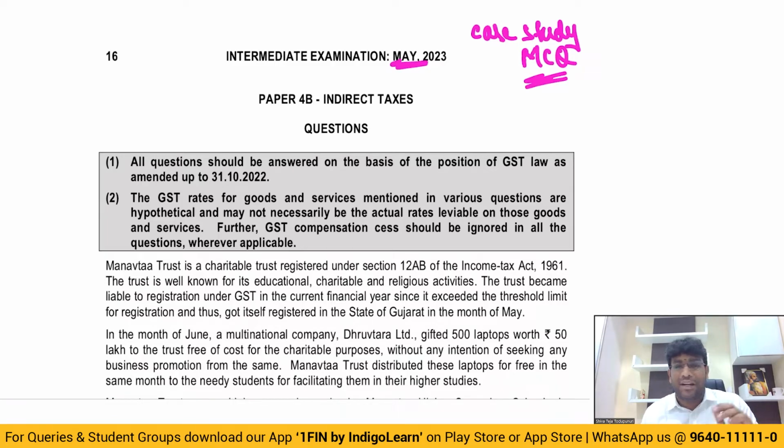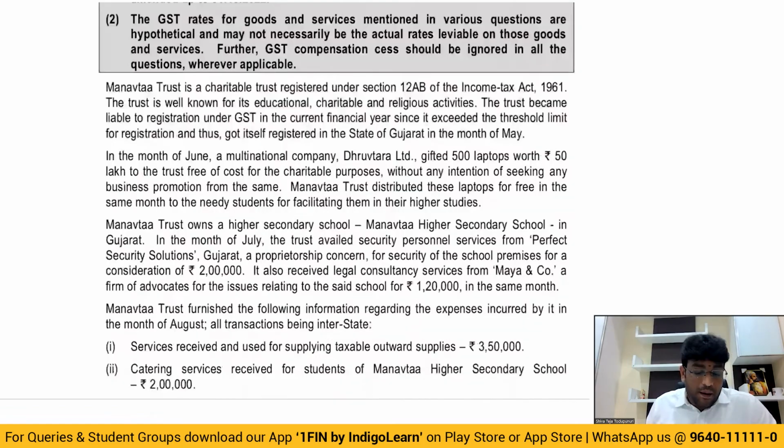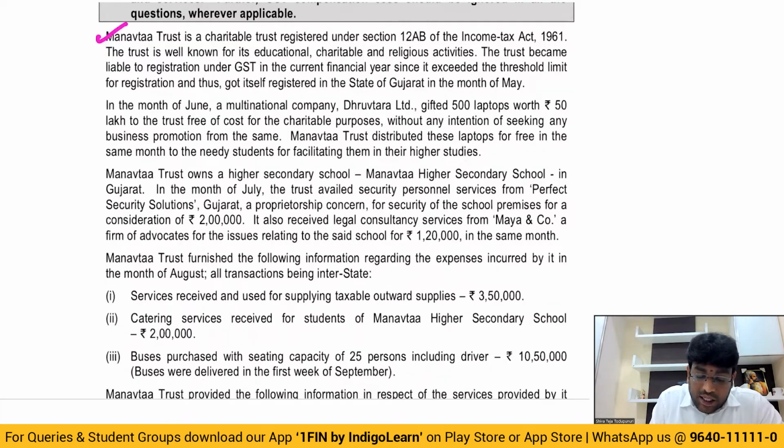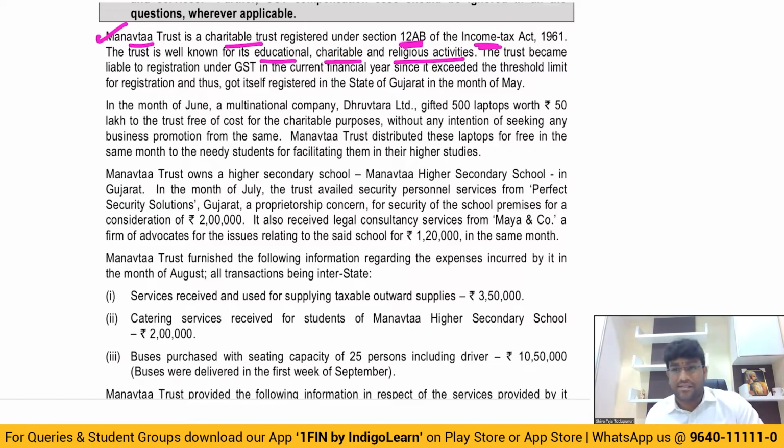So without any second thought and delay, my dear friends, let's proceed to talk about the interesting elements in our RTP of May 2023 examination. Let's start. The first question. Manavta Trust is a charitable trust registered under Section 12AB of the Income Tax Act. Very good. The trust is well known for its educational, charitable, and religious activities.